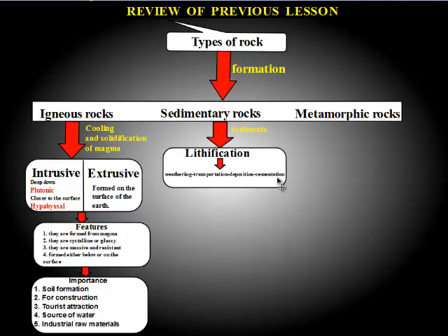Today we're going to continue with sedimentary rocks, but before that, let's have an exercise on what we've done so far.